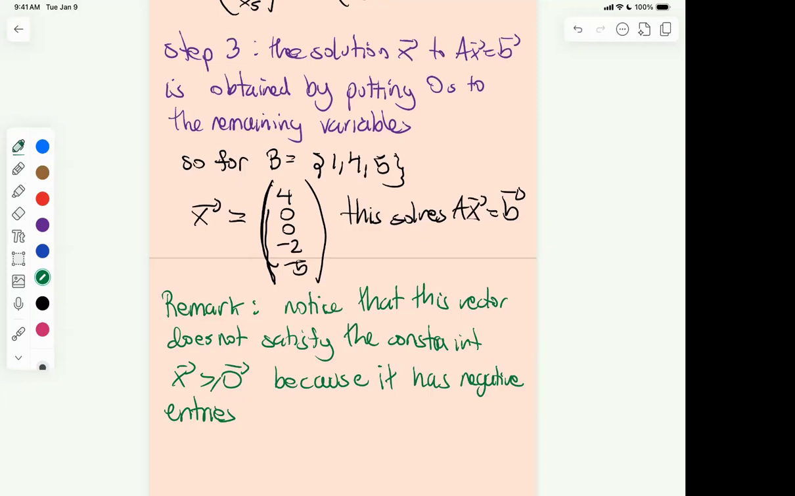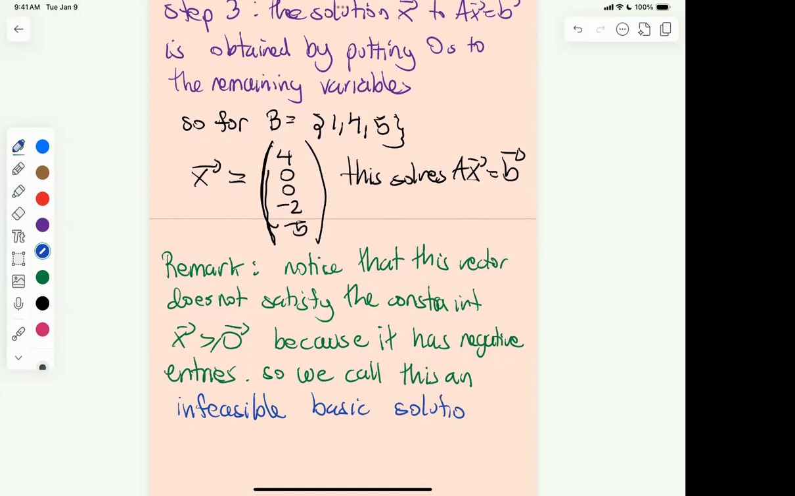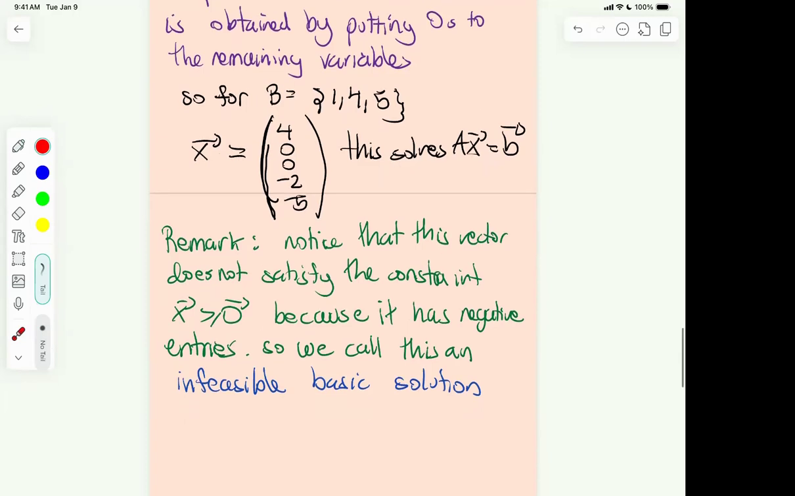Okay. Because it has negative entries, we call this an infeasible basic solution. It is a solution. It is basic because it's associated to a basis, but it's infeasible because that is not what we're after, because we are after vectors whose entries are non-negative. When you say that something is feasible, that means that it satisfies all the inequalities or all the constraints, everything in the system. And if it's infeasible, it fails to satisfy something.